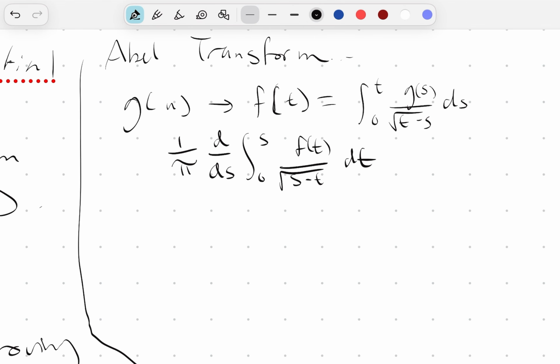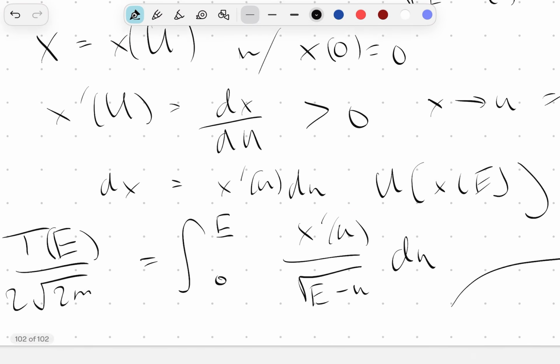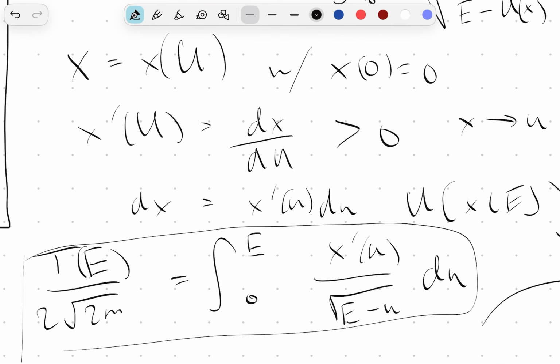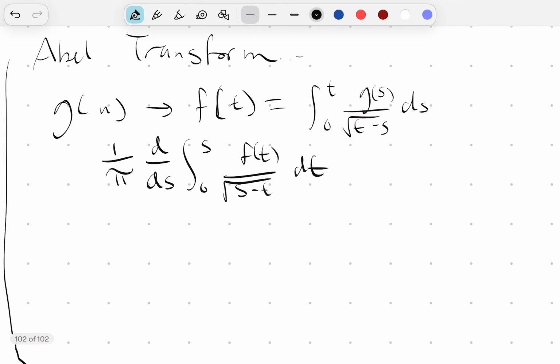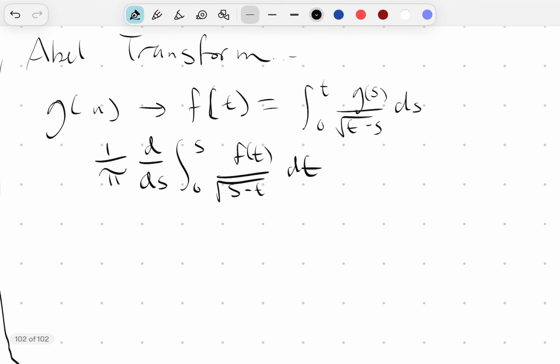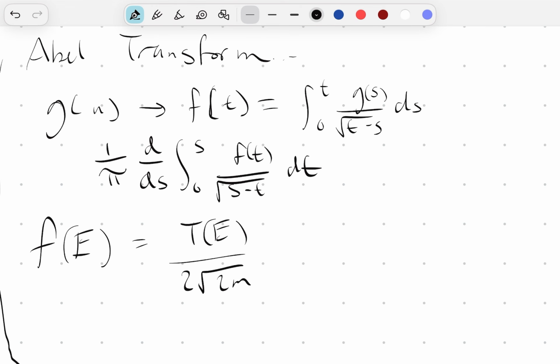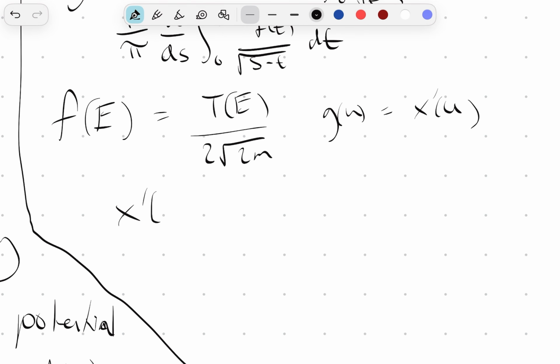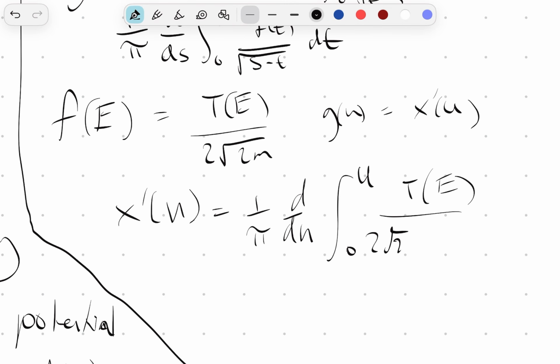Okay, so if we apply this formula to this integral over here, what happens is we'll have that the function f of E will be T of E over 2 square root 2m, and g of u will be x of u, so that we obtain that the derivative of x of u would be 1 over pi times d/du, integrating from 0 to u of T of E over square root of 2m times square root of u minus E, dE.